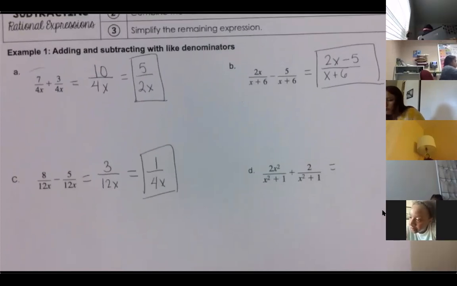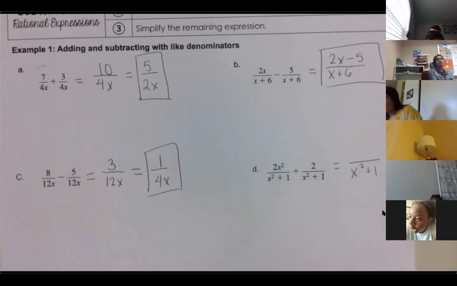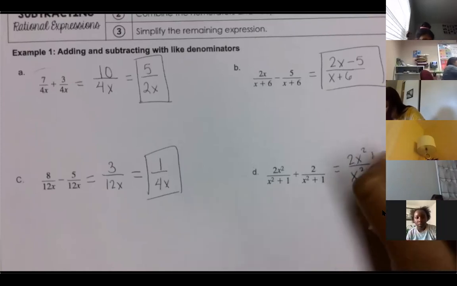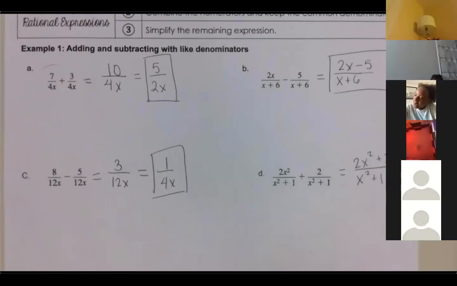X squared plus 1. Good. And then what's my numerator going to be? What do you think, Venus? Will it be 2x squared plus 2? Yeah, you can't combine those together because one's an x squared term and one's just a constant. Good job. All right, now we're gonna see if we can simplify.